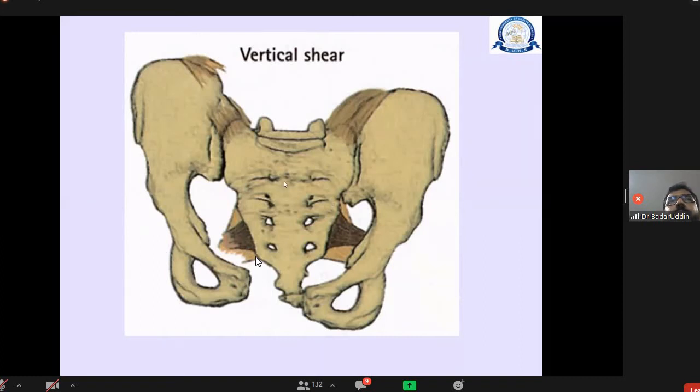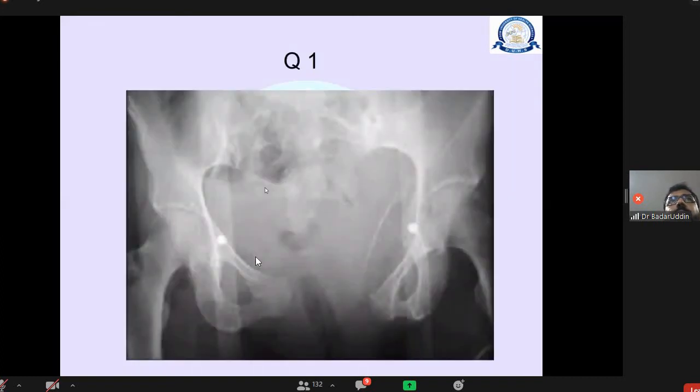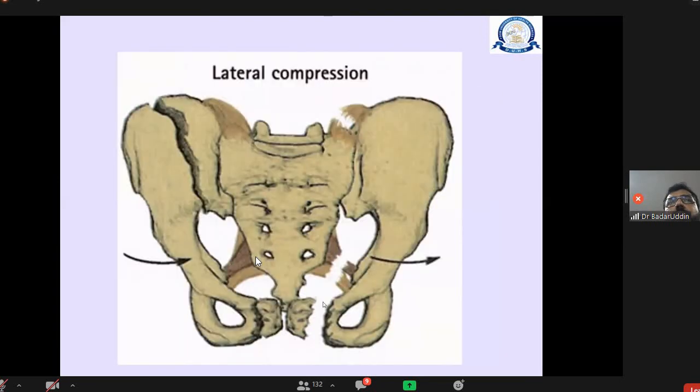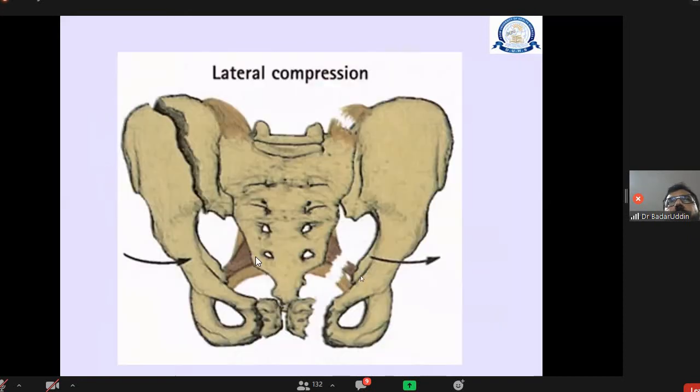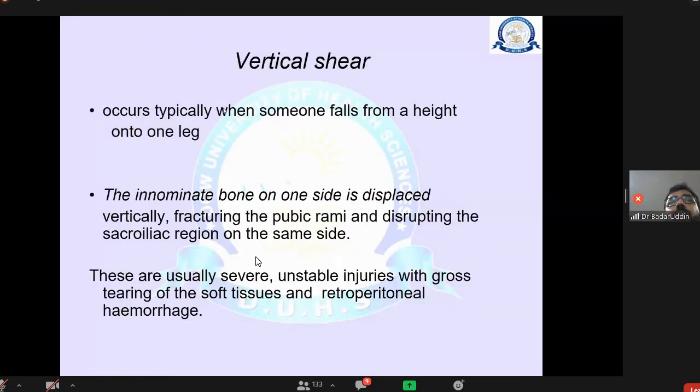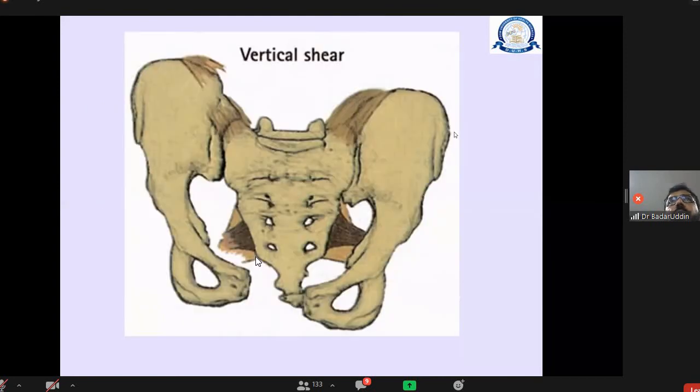Now, just to repeat again, we have three types of injury. Anterior posterior compression, where we have open book injury. Lateral compression injury, where we have iliac blade and superior and inferior pubic rami injuries, on one side and the other side. And vertical shear injuries, where one side of the pelvis moves vertically towards the abdomen, or the pelvis towards the spine. So three types. And when we see an X-ray with a combination of all these, we call them combined injuries of the pelvis.